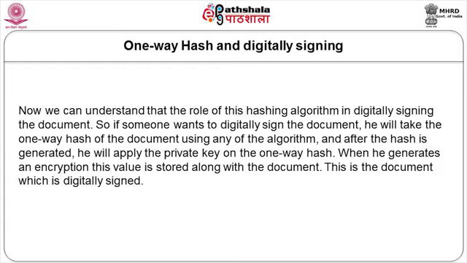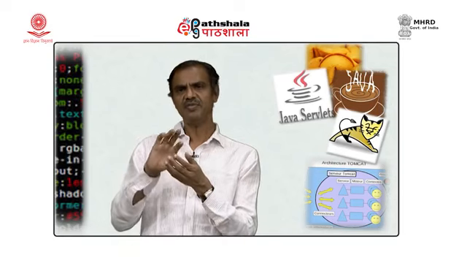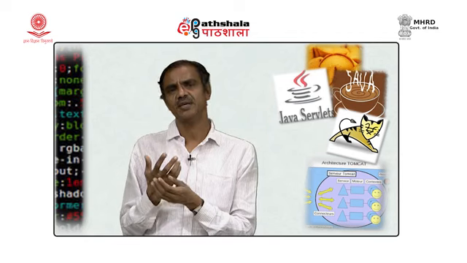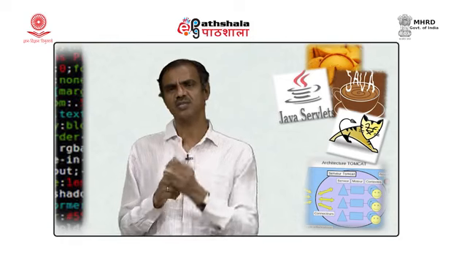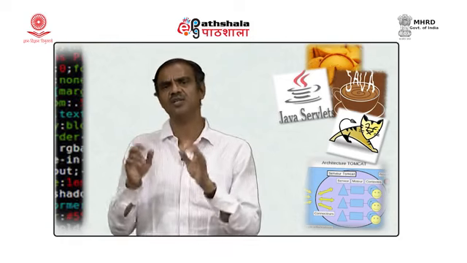Now, the role of these hashing algorithms for digital signing. What is their role? Someone wants to digitally sign a document. What he would do is take the one-way hash of the document using any one of those algorithms. Maybe he says, I want to use SHA1 for generating the one-way hash, and after the one-way hash is generated, he will then apply the private key. In this case, let us assume A is the signer. So, the private key of A is applied on the one-way hash.